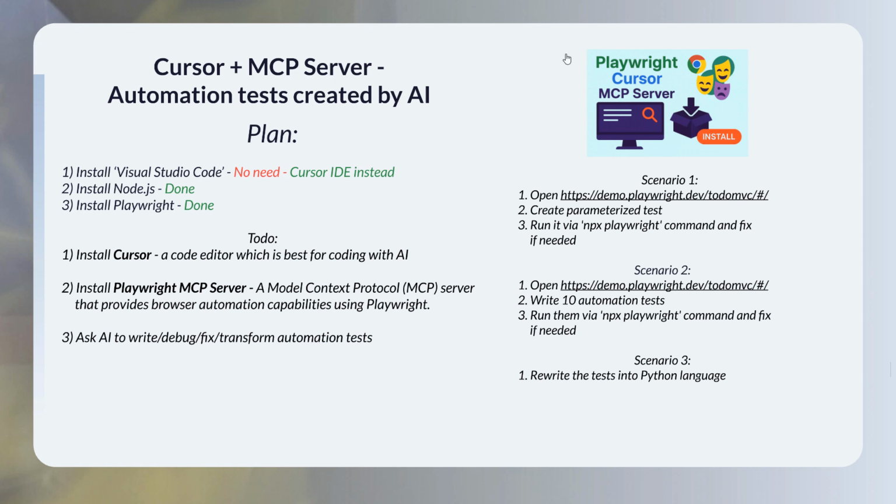So let's start. What did we do in our previous lectures? We installed VS Code, we installed Node.js, and we installed Playwright. So today we won't use Visual Studio Code, we will use Cursor IDE instead. We will install Cursor IDE, a code editor which is best for coding with AI. We will install Playwright MCP Server into our Cursor IDE. We already know that it is a Model Context Protocol MCP server that provides browser automation capabilities using Playwright. And of course, we will ask AI to write, debug, fix and transform automation tests.